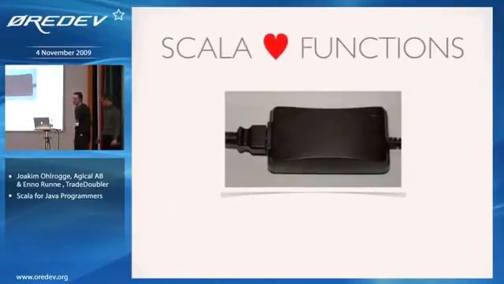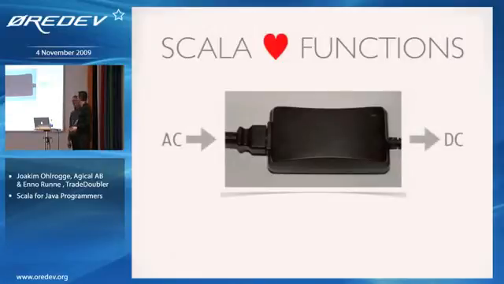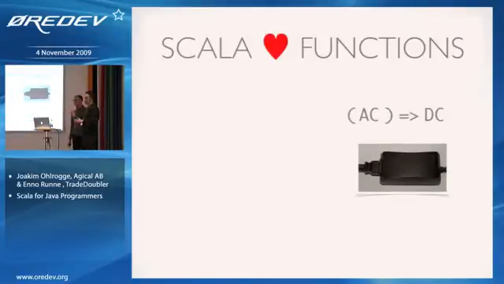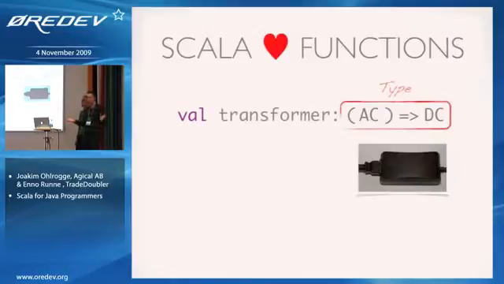When I started learning more about functions to refresh my memory, it helped me to think of them as something that takes something and turns it into something else. So my metaphor for that is a transformer. You take alternating current on the left side and you get direct current on the right side of some value. So Scala basically has a notation for that. It looks like that. It basically means this is a function that takes an instance of AC and turns it into an instance of DC. Is that clear?